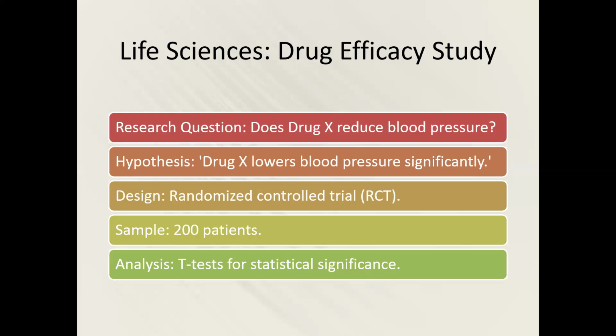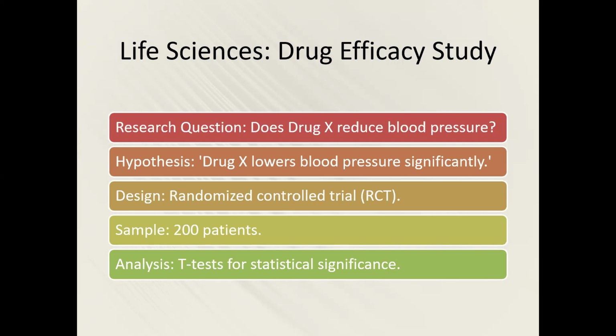Now let's study different examples from different fields. From life sciences, take a drug efficacy study. The research question is: does drug X reduce blood pressure? The alternative hypothesis, which we usually write in our research articles and theses, is that drug X lowers blood pressure significantly, meaning there is a relationship between the two. The null hypothesis is that drug X does not lower blood pressure significantly. The design will be a randomized controlled trial with a sample of 200 patients, and the analysis will be a t-test for statistical significance.